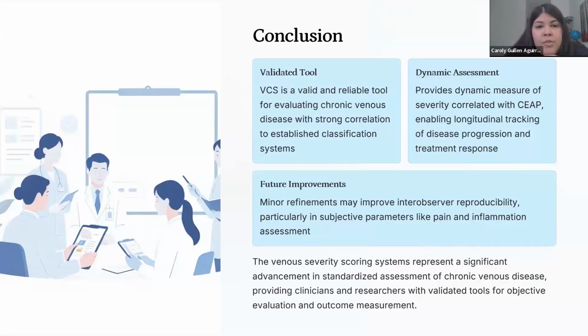And then the conclusion of the study is that VCSS is a valid and reliable tool for evaluating chronic venous disease with a strong correlation to established classification systems like the CEAP, and it provides a dynamic measure of severity in correlation with CEAP, enabling longitudinal tracking of disease progression and treatment response.